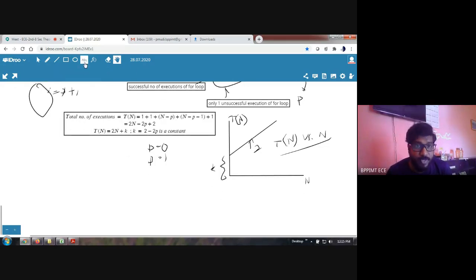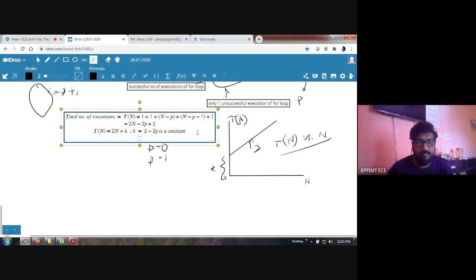Okay, I forgot to tell you one thing here. Tn equal to 2n plus k. We formally write it as big O of n. Order of n means what is the polynomial function of Tn? That is 2n plus k. Is it a linear polynomial? Yes, it is a linear polynomial. So any linear polynomial is represented by big O notation of n. We pronounce it as big O of n or order of n simply. We pronounce it like that.